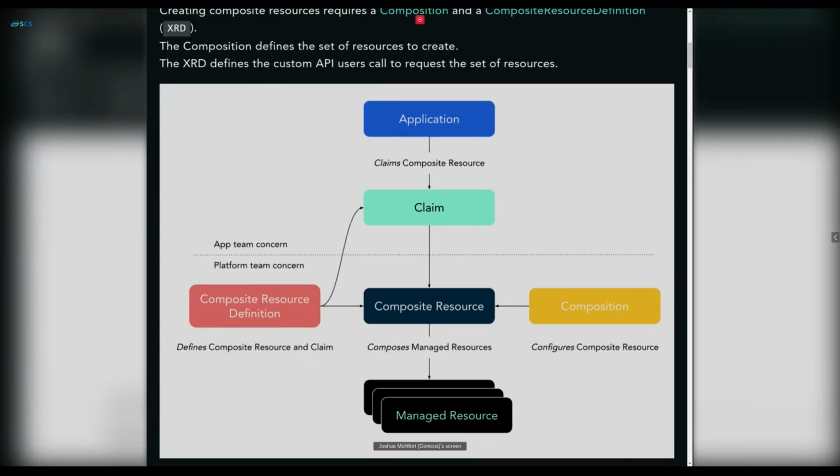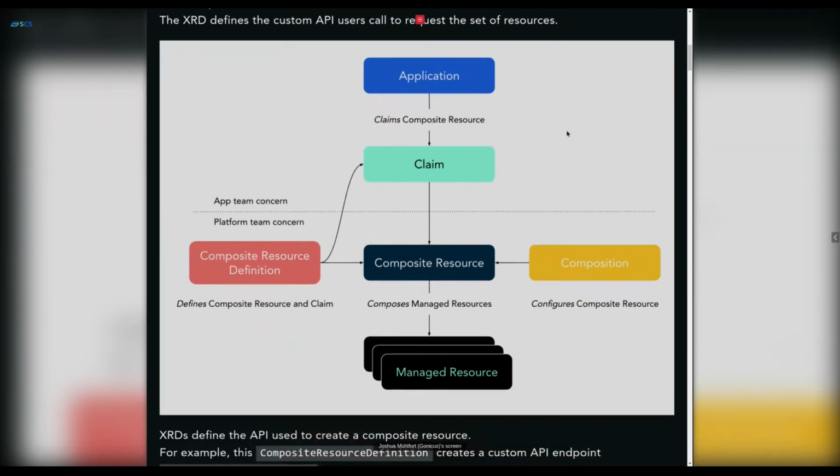Crossplane builds upon the Kubernetes API server, and it does so using certain concepts that build on the basic Kubernetes CRDs, custom resource definitions, using composite resource definitions. On the one hand, we want to have a very simple API. Now to how we want to use these concepts from Crossplane.